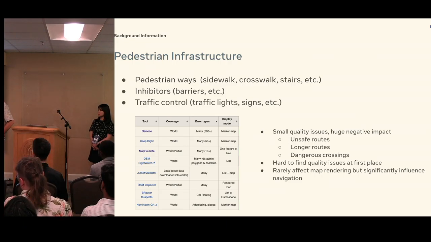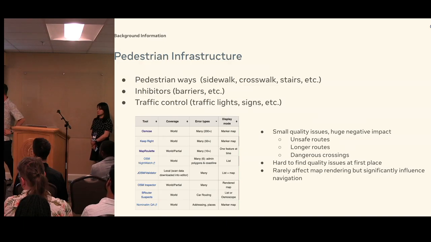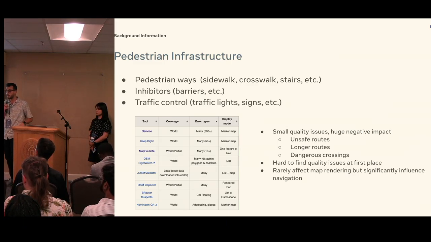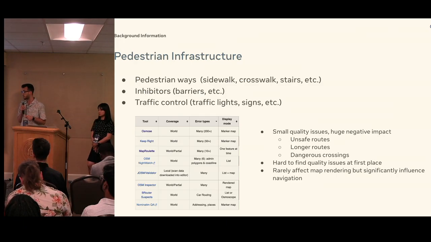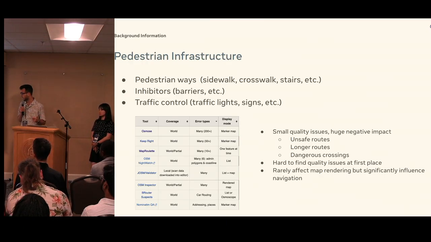And we will eventually get to the QA part of it, but you can see a list of QA tools here where you can get OSM related errors. Probably you know most of them, like Osmose, Keep Right, OSM Inspector. None of those tools has a pedestrian focused approach. Therefore, we came up with our approach, streamlining pedestrian map data quality checks, because we believe small quality issues may have a huge negative impact on routing. They can create unsafe routes and longer routes, cost you a lot of time, and even lead you to dangerous crossings.